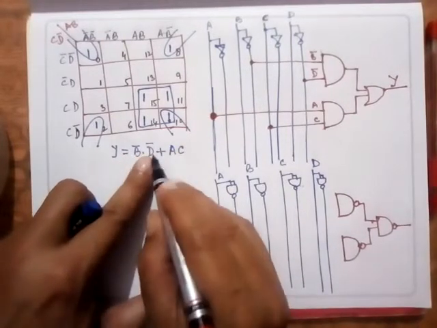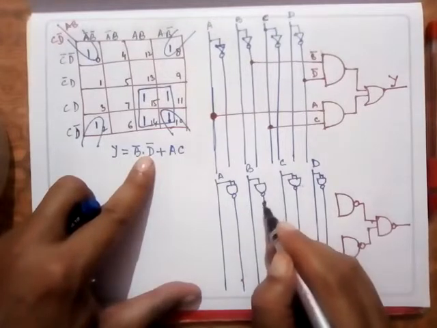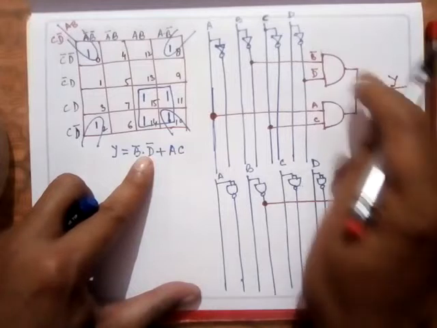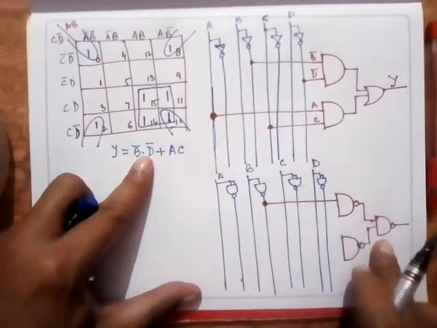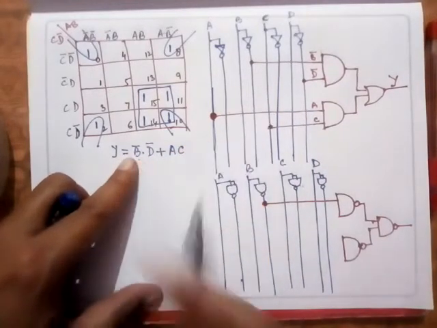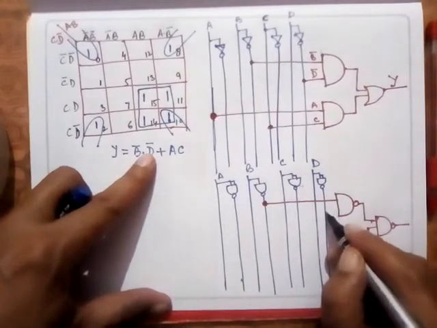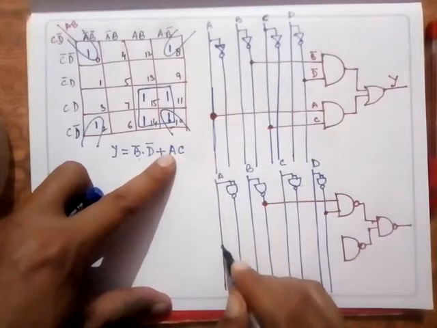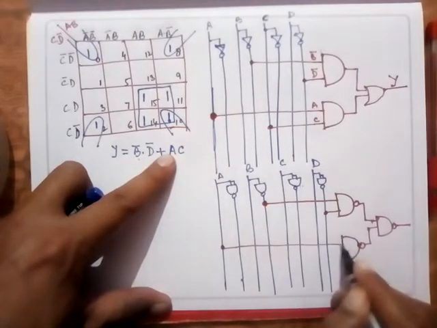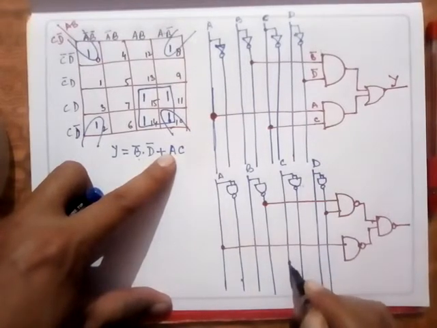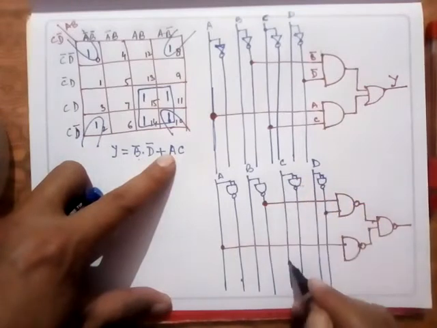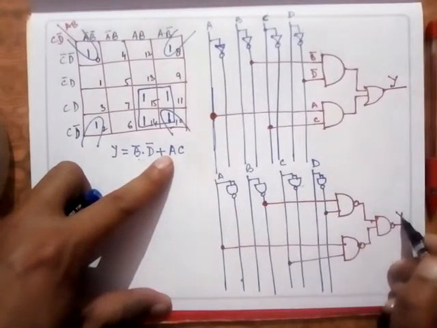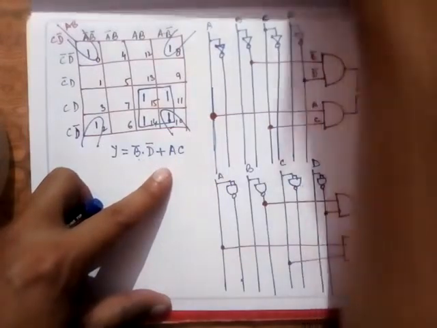Now to this NAND gate B bar D bar. This is B bar. It is same figure. In spite of using these gates, I am using NAND gates because this is in SOP form. B bar, this is D bar, then AC. This is A, and this line, it represents C. And this is my final expression Y. So I hope that this part is also done.